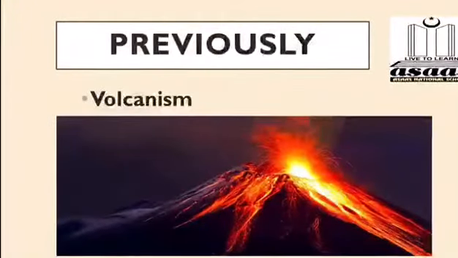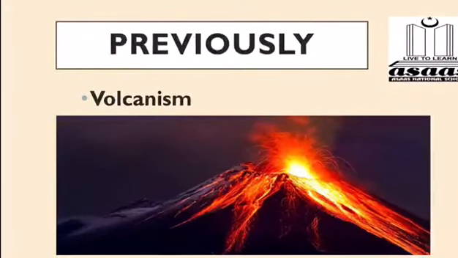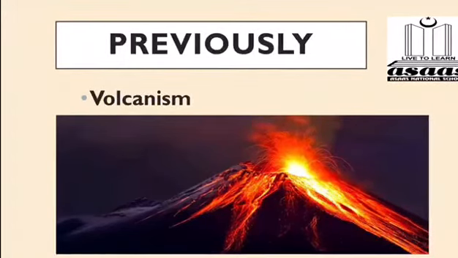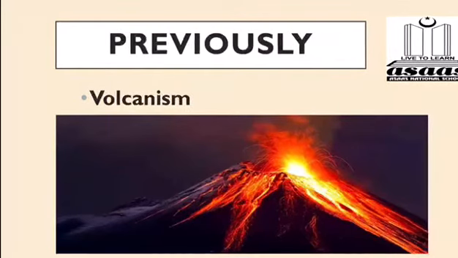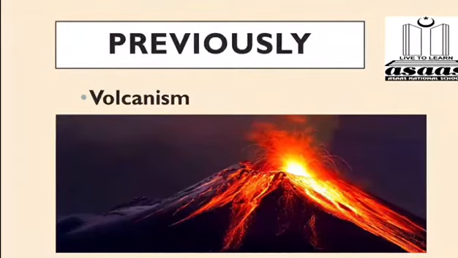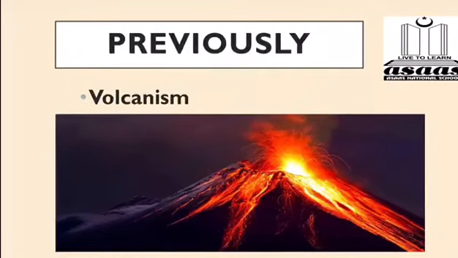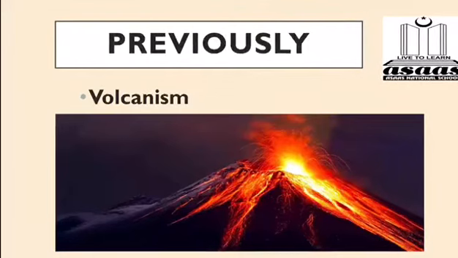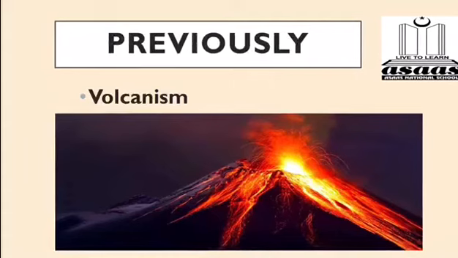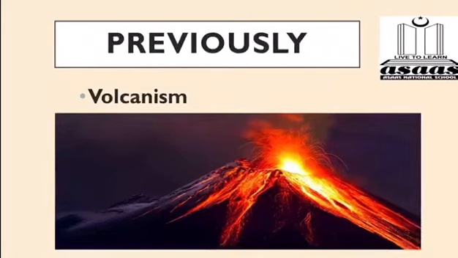Before starting our today's topic, it's very important to talk about the things that we have discussed in our previous lecture. We talked about volcanism, and I told you that volcanism is the process of eruption of molten rock, that is magma, onto the surface of earth. It includes all phenomena resulting from and causing magma, the molten rock within the crust or mantle of the body, to rise through the crust and form volcanic rocks on the surface.